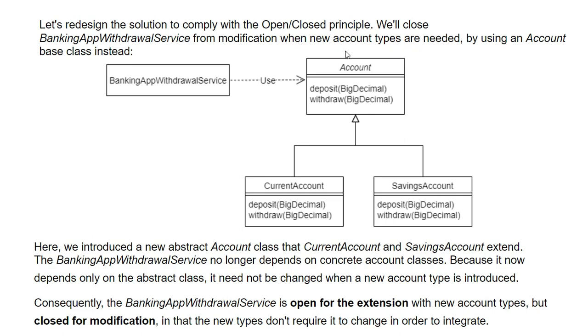But the problem is when a new account type is needed, we use an account-based class instead of other classes. So here we introduce a new abstract account class, which the current account and saving account extend. The banking app withdrawal service no longer depends on the concrete account classes, because it now depends only on the abstract class. It does not need to change when a new account type is introduced, correct? Consequently, the banking app withdrawal service is open for extension with new account types but closed for modification, in that the new types do not require it to change in order to integrate.